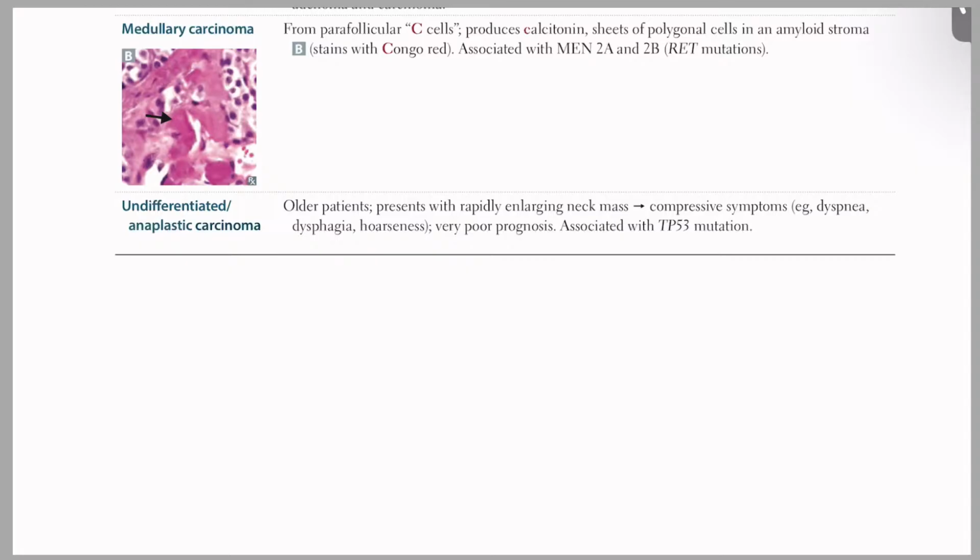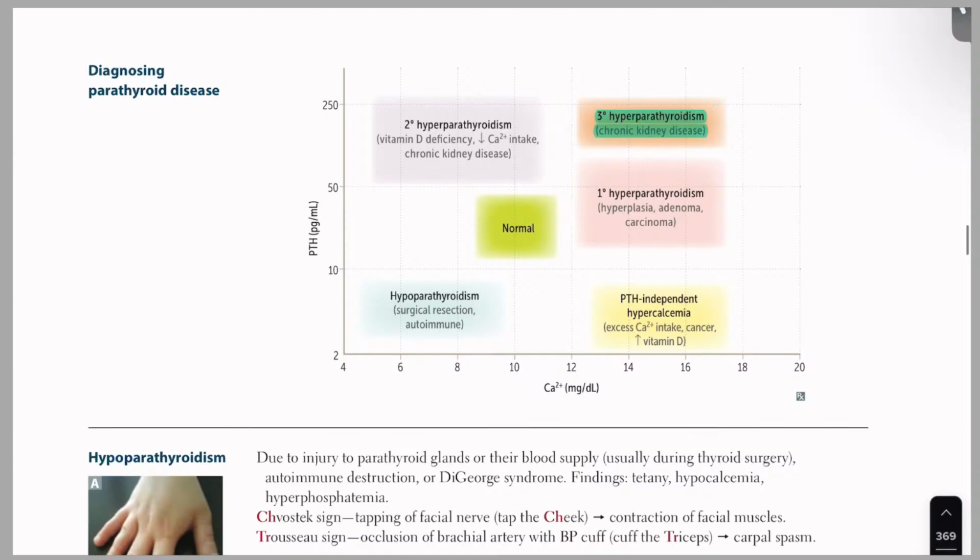Diagnosing parathyroid disease: secondary hyperparathyroidism, tertiary hyperparathyroidism, primary hyperparathyroidism, PTH-independent hypercalcemia, hypoparathyroidism. In secondary hyperparathyroidism, causes are vitamin D deficiency, decreased calcium intake, chronic kidney disease. Look at PTH level and calcium level. Tertiary hyperparathyroidism: chronic kidney disease. Primary hyperparathyroidism: hyperplasia, adenoma, carcinoma.